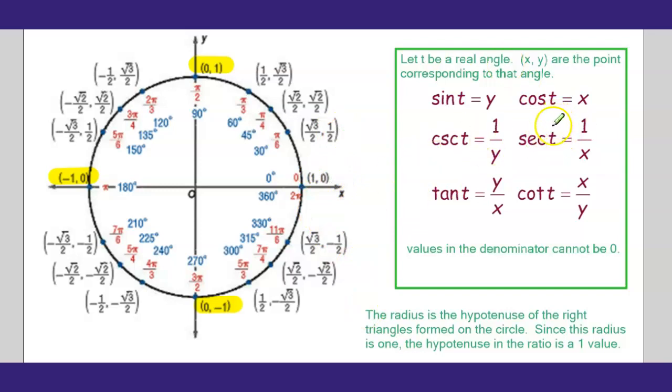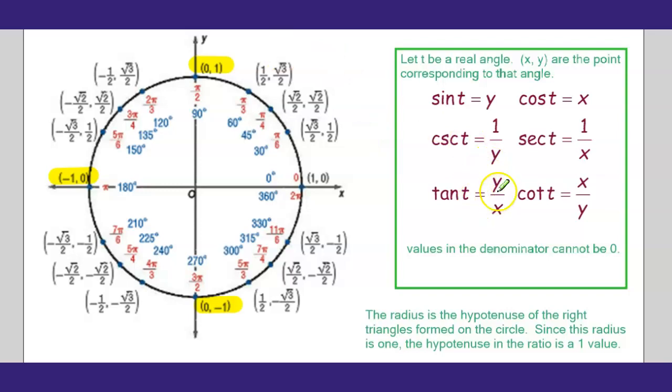Here are your basic rules right here. Sine of theta is y. Cosine is x. Cosecant is 1 over y because they're inverses. Secant is 1 over x because they're inverses. You know y over 1 is the same thing as y, so sine is y. Well, the inverse, if you flip it, is cosecant, 1 over y.